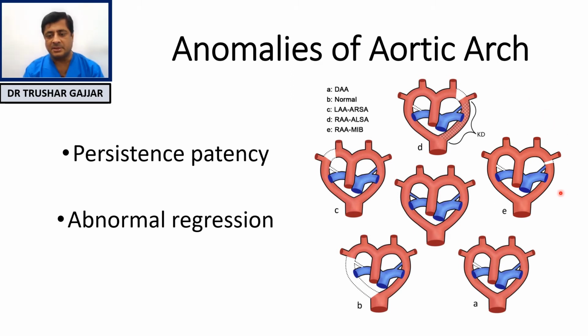And if you see this picture here, the part of the left fourth arch disappeared beyond the 7th intersegmental artery, and this will form a ligament. So this will form a right aortic arch.